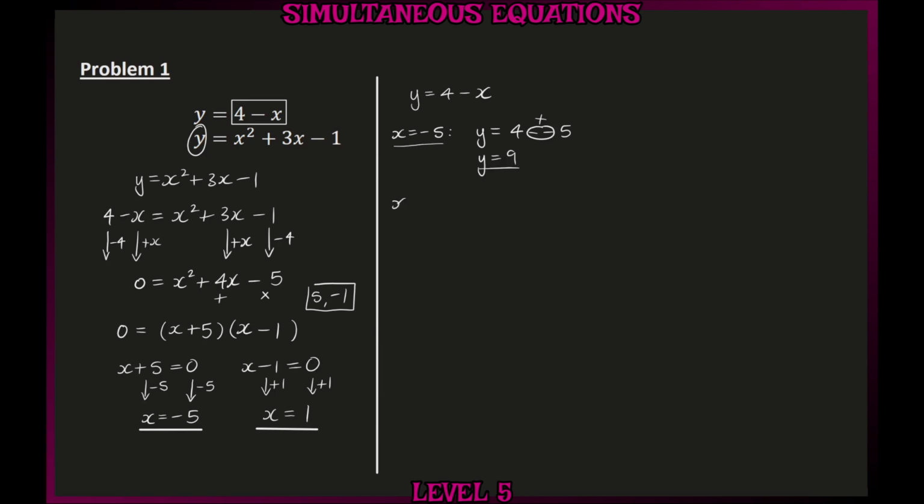If we now move on to when x is equal to 1, and using the same equation, we have y is equal to 4 minus 1, and 4 minus 1 is 3, so y equals 3, and this is our second pair. And so our final answer to problem 1 is x is equal to minus 5, y is equal to 9, that's our first pair, and then x is equal to 1, y is equal to 3 gives us our second pair.